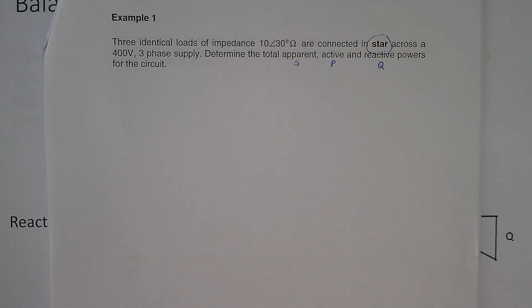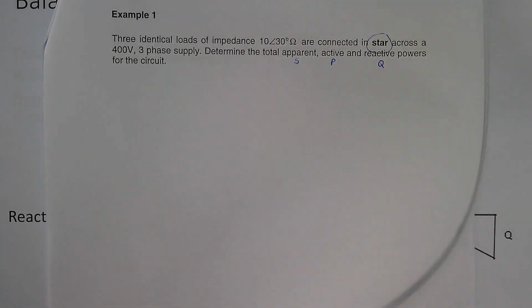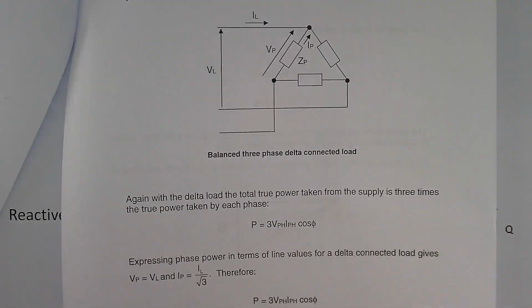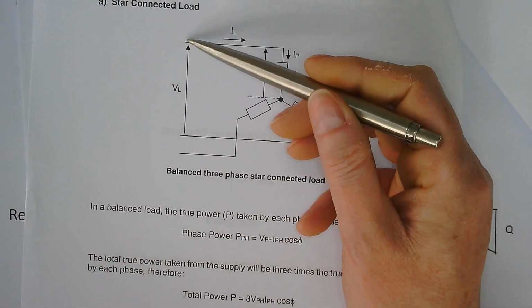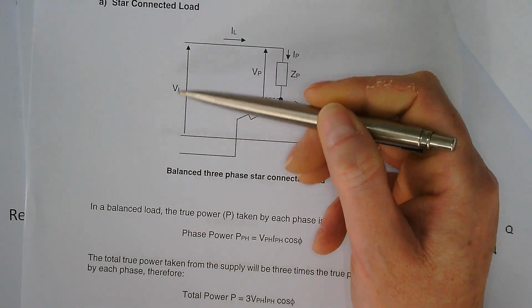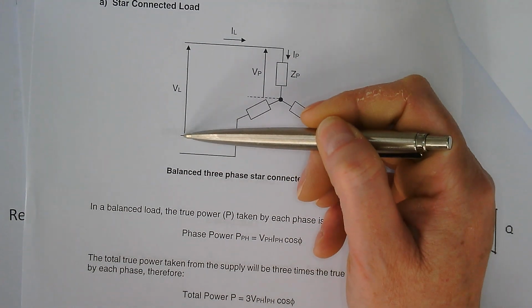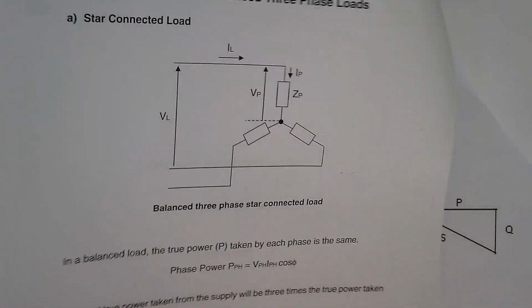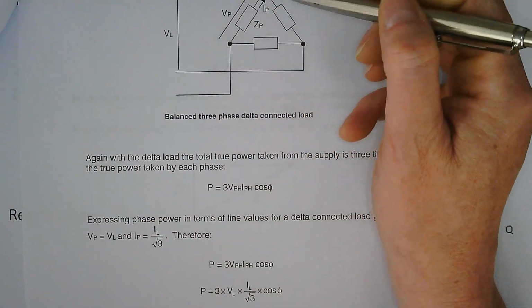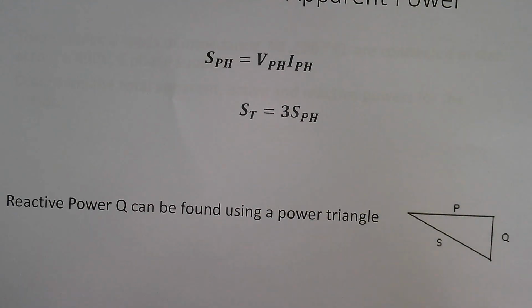Because it's a star, what does that mean for the voltage? Remember, that's what a star looks like. The voltage they give you in the question is always the line voltage. So if they say the voltage is 400 volts, you're going to have to divide that by root 3 to get your phase voltage. If they'd said it was a delta, these two voltages are the same and you would do nothing. So that's our first thing to consider.